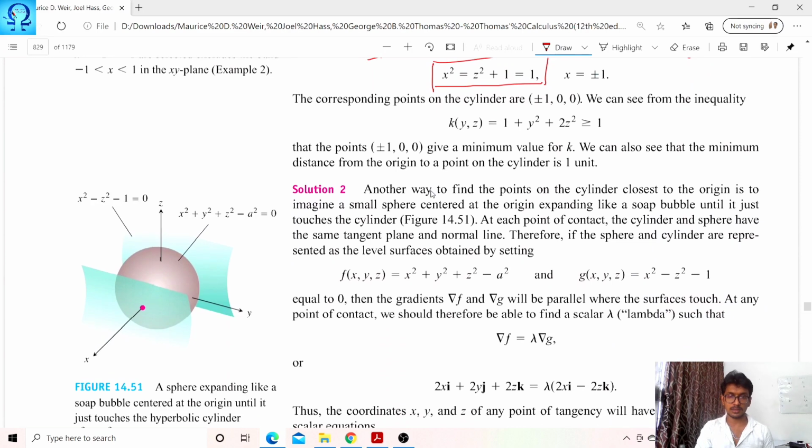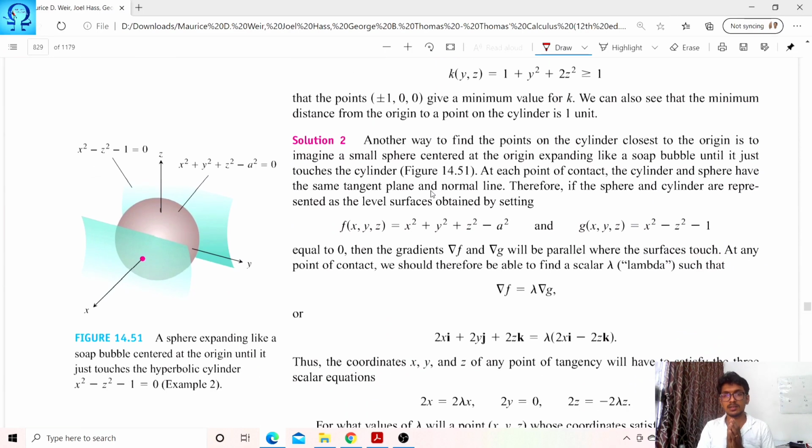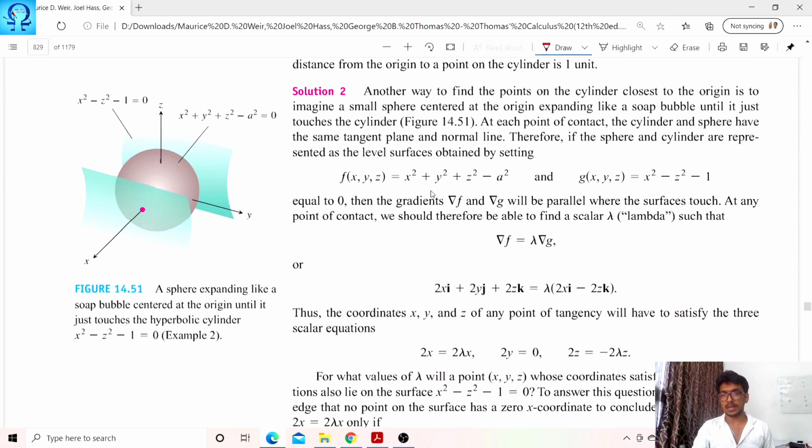The other way is, from the origin you consider some imaginary sphere. You try to magnify the sphere so that the sphere just touches the cylinder. It is not intersecting the cylinder, it just touches the cylinder. You will have to identify such a sphere. At the point of contact, the sphere as well as the cylinder will have a common tangent plane and the normal line.